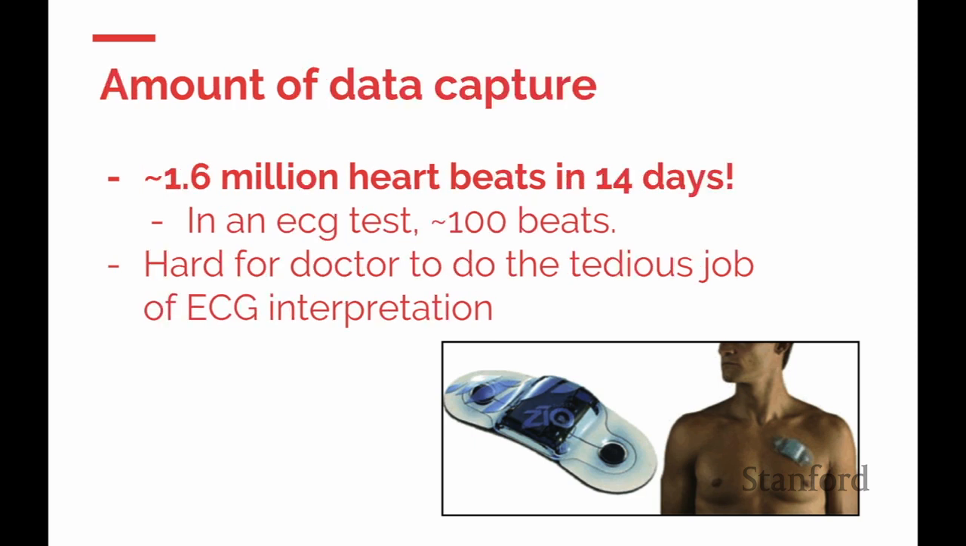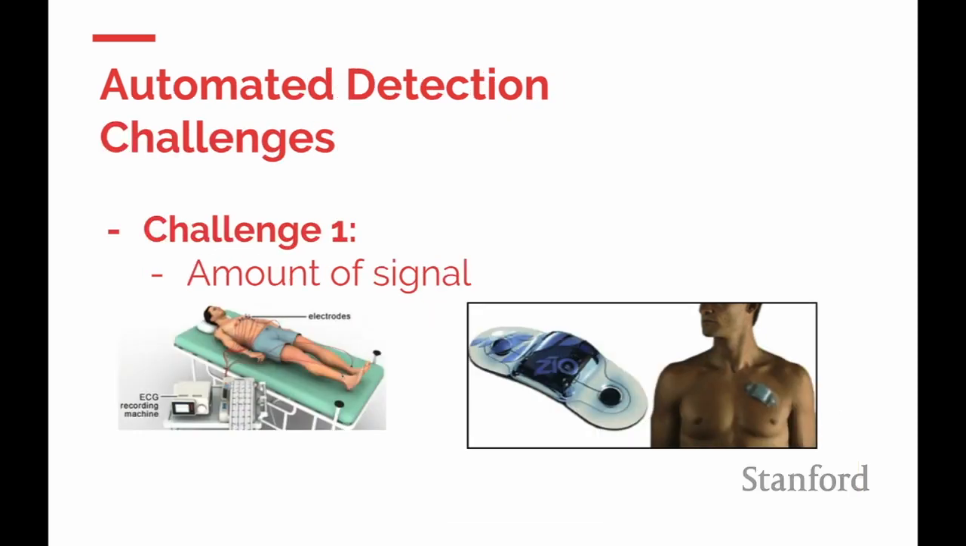But if we look at the amount of data that's generated in 2 weeks, it's 1.6 million heartbeats. That's a lot. And there are very few doctors who'd be willing to go through 2 weeks of ECG reading for each of their patients. And this really motivates why we need automated interpretation here. But automated detection comes with its challenges.